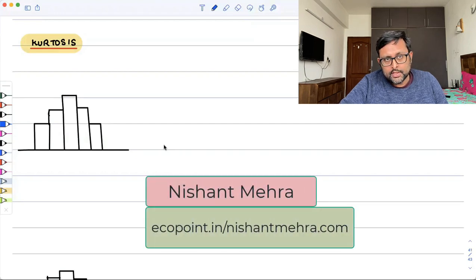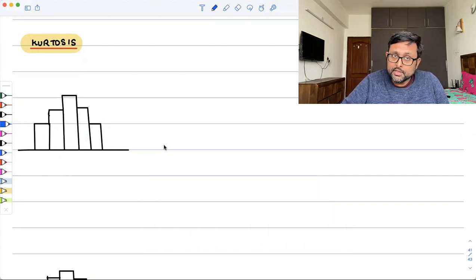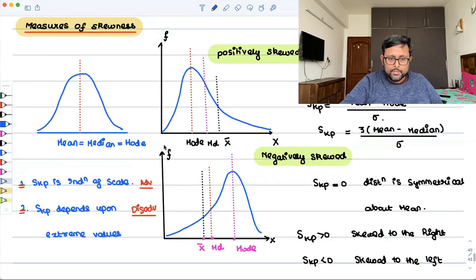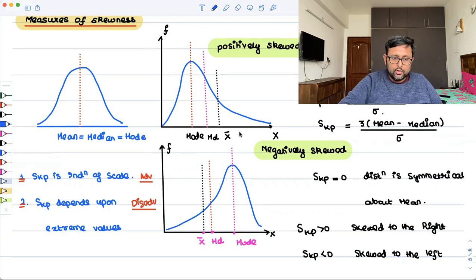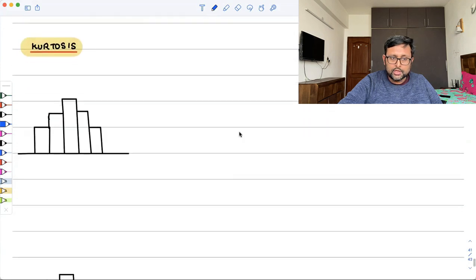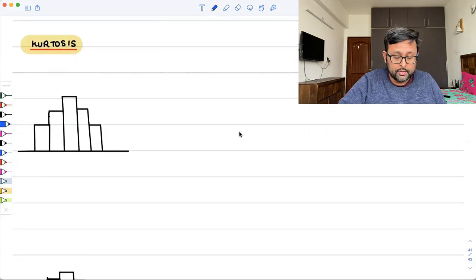Kurtosis. So what is kurtosis measuring? Kurtosis is measuring the extreme values in either tail. If you remember, skewness was measuring extreme values on one side of the tail, either on this side or on this side. That is a difference. Now, kurtosis is going to measure the extreme values on either tail, right?